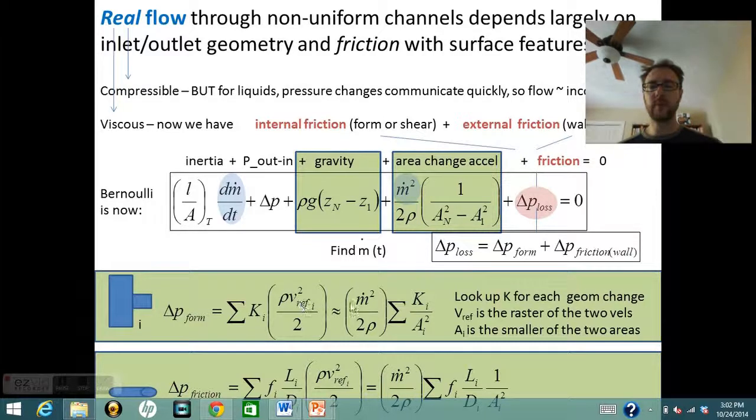Now, if you don't know the velocity, but instead you know the mass flow rate, you could calculate it this way, with an area, a mass flow rate, and the k that you look up as before.